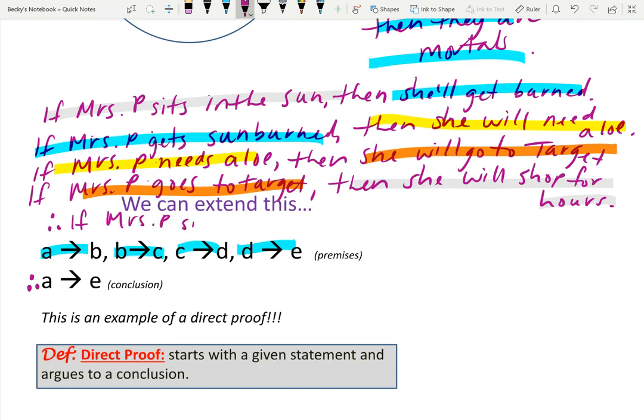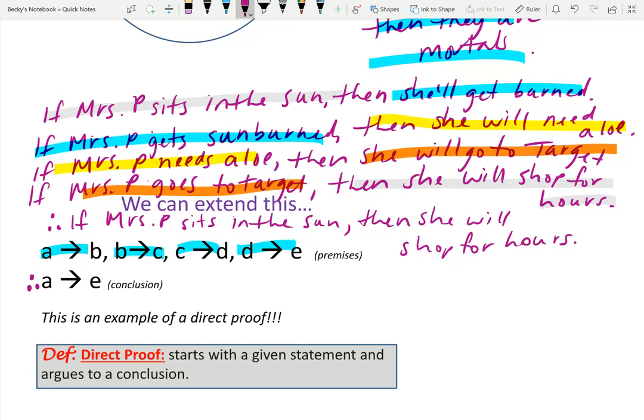Okay, so if Mrs. P sits in the sun, then she will shop for hours. All right, they really have nothing to do with each other, but for the law of syllogism, that means they have to be true if every step leading up to it is true.